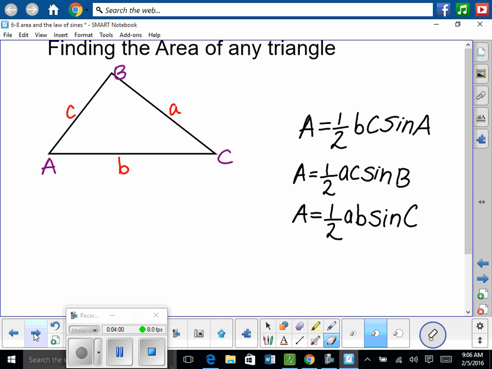So notice something, side B and side C. Do you see how angle A is between those? Okay, now it's the same thing as saying, okay, area is equal to 1/2 times side A times side C times sine of B.